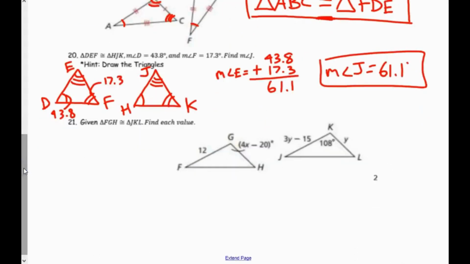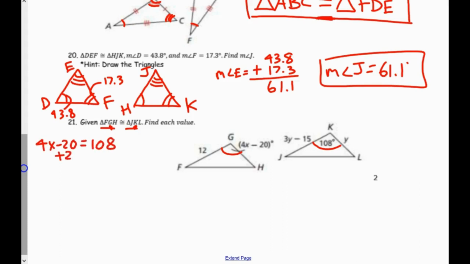21. Given these are congruent, find each value. Alright, so you see how G is the middle letter right here. K is the middle letter right here. So this equal sign this. Alright, so I can set those equal. For x minus 20 equal sign 108.